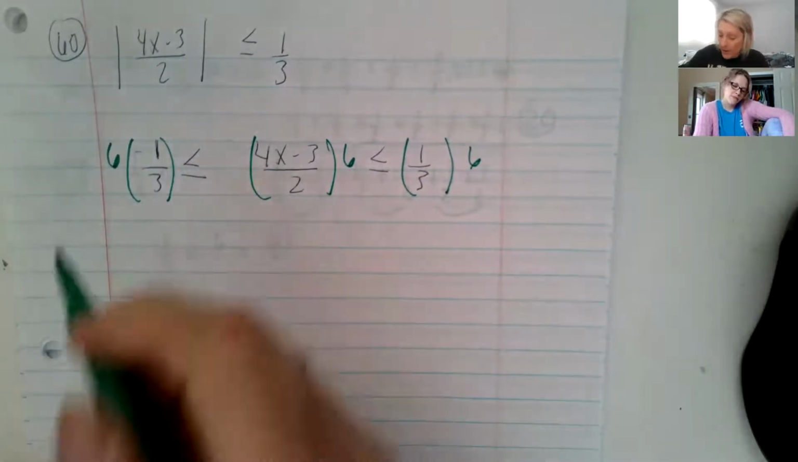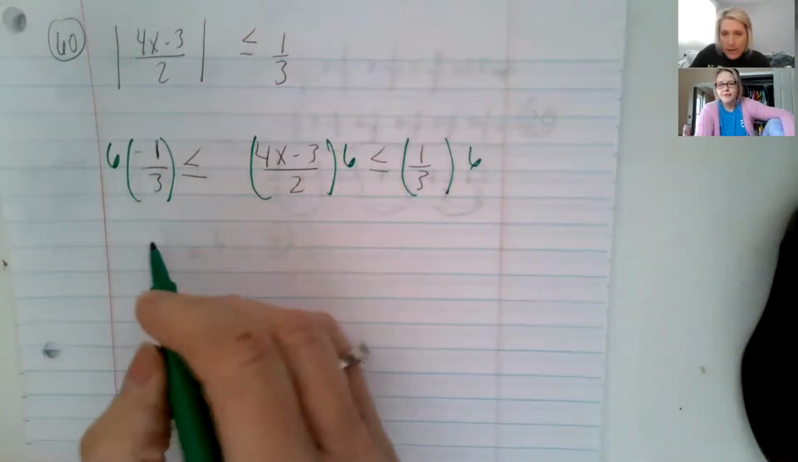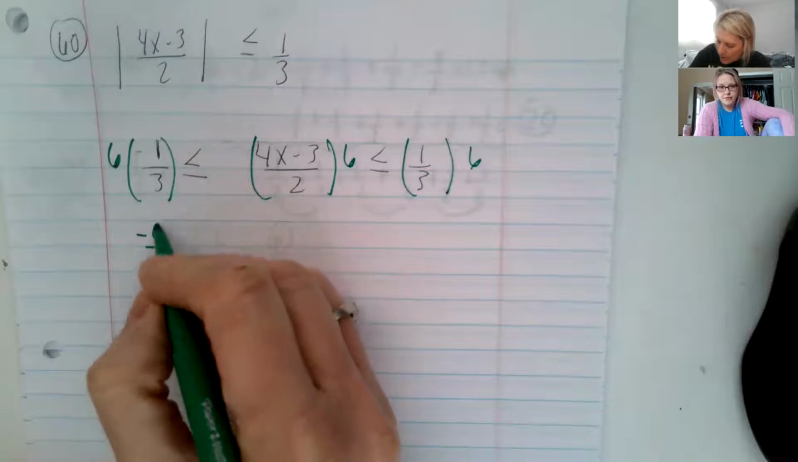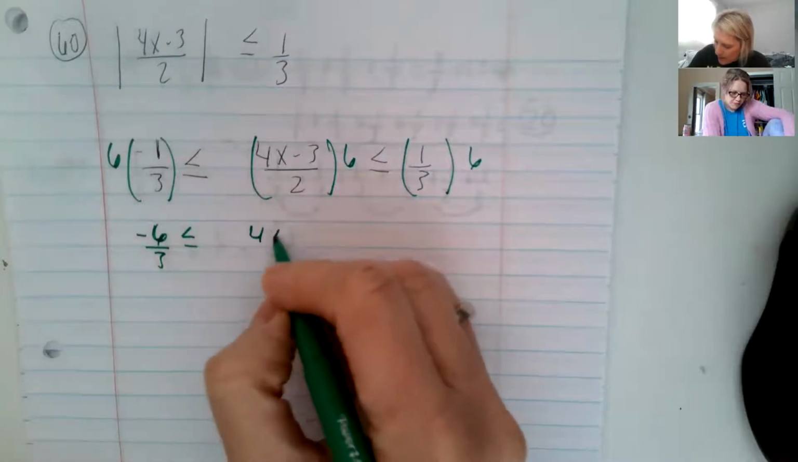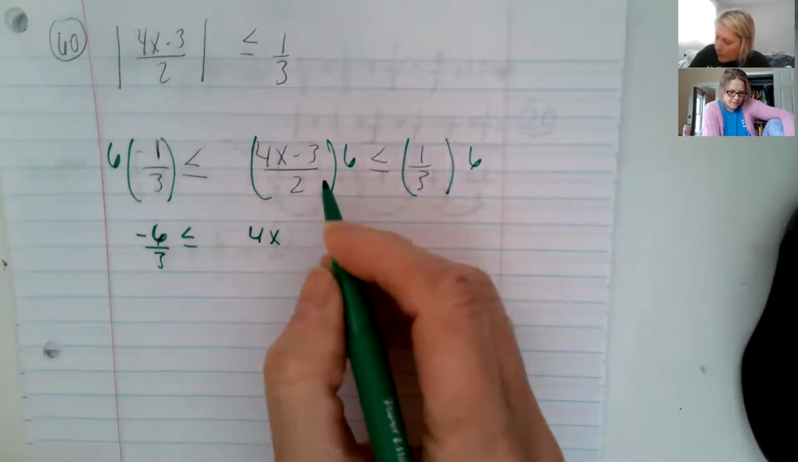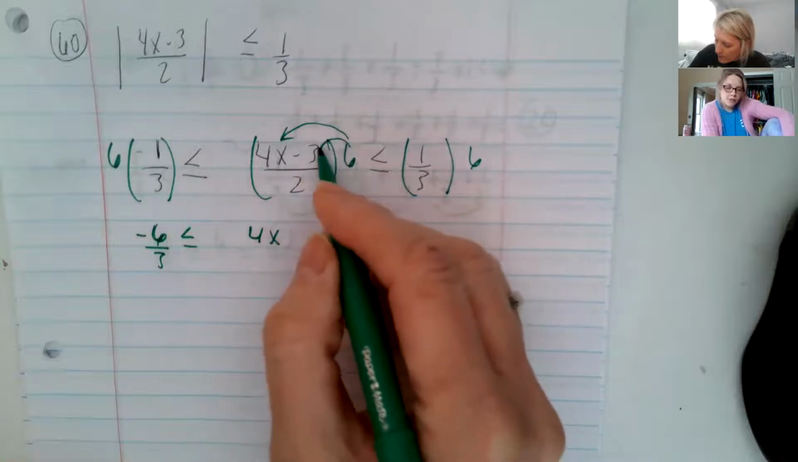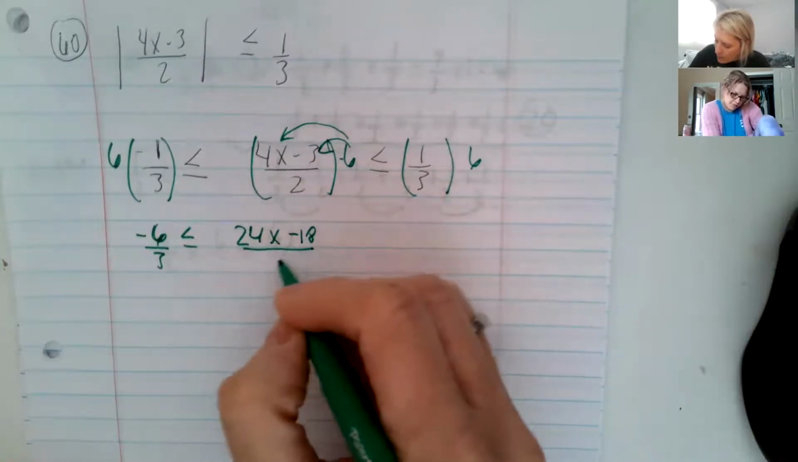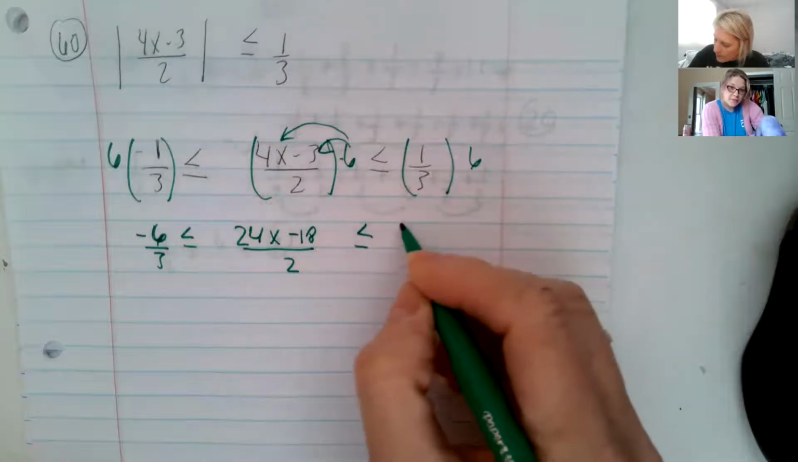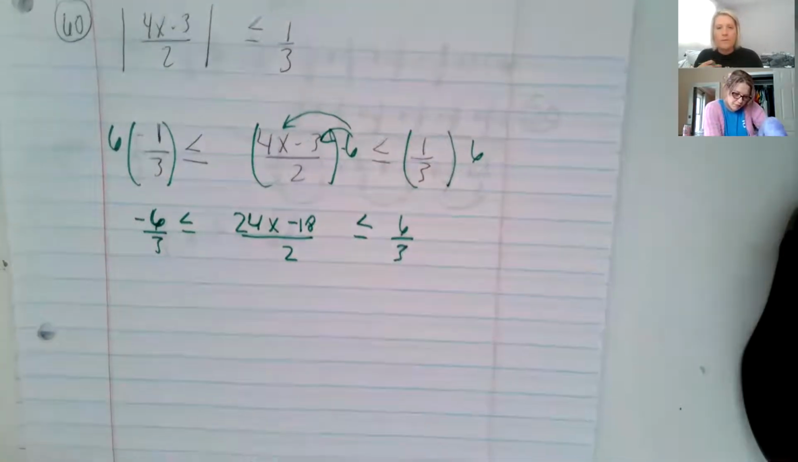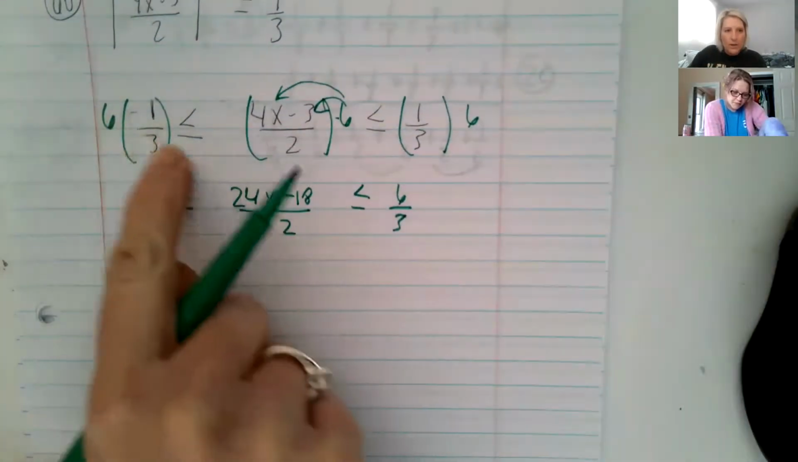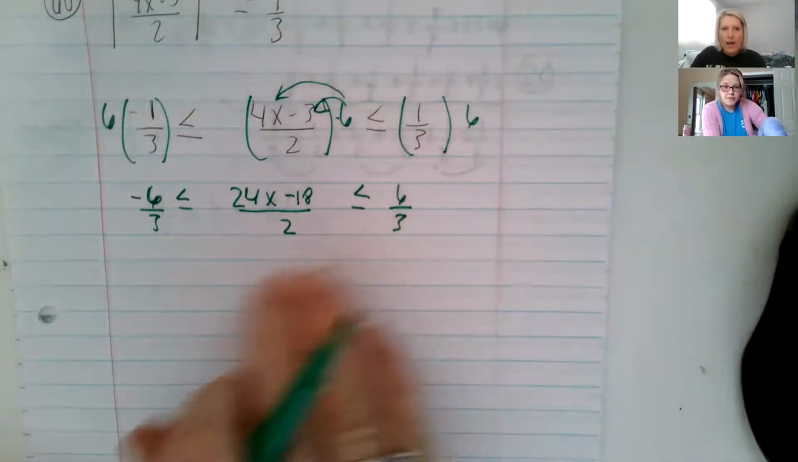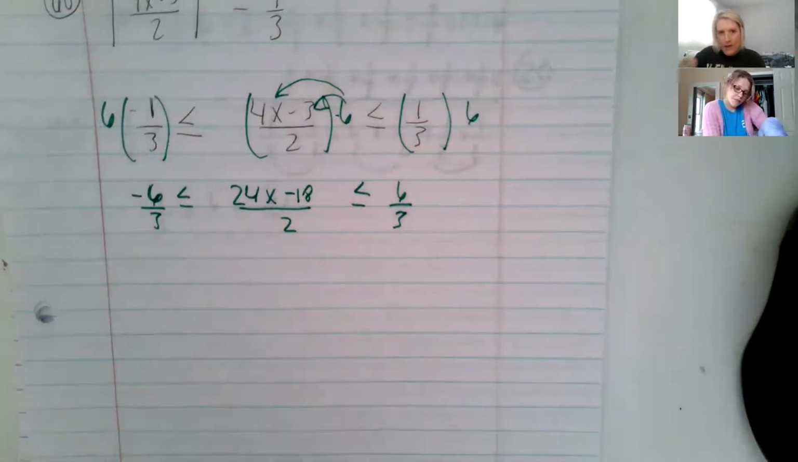That's multiplying through. So I'm just going to multiply these as fractions so that everyone can see. This is -6/3 less than or equal to 4x. I'm going to multiply this through. So 6 times 4 is 24x minus 18/2 less than or equal to 6/3. Now, if you just cancel your 3 into your 6, and your 2 into your 6, and your 3 into your 6, that's fine. I'm kind of going the long way so everybody can see how I got there.